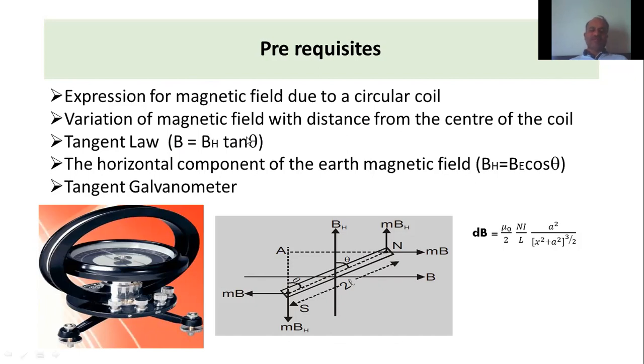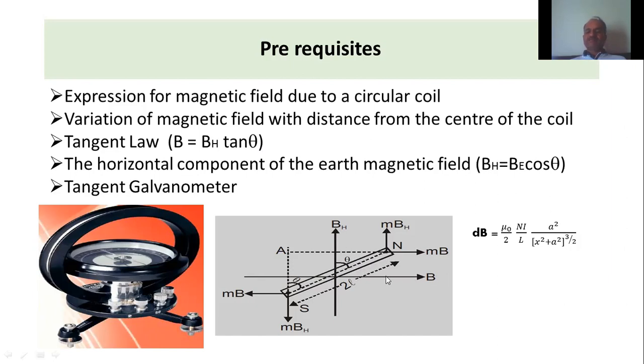B is equal to BH tan theta; this is called the tangent law. This tangent law applies when a bar magnet or a magnetic needle or a compass is suspended in two magnetic fields which are perpendicular to each other. Here B is one field, and BH is the other field. This BH is the Earth's horizontal component of the magnetic field.